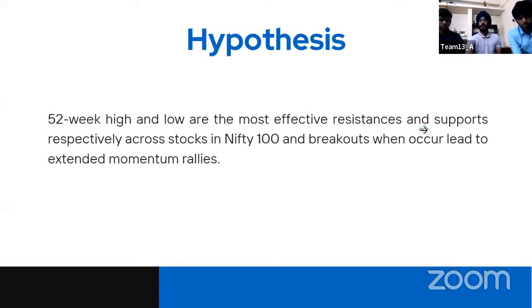So our hypothesis is that 52-week highs and lows are the most effective resistances and supports respectively across stocks in the Nifty 100, and breakouts when they occur do lead to extended momentum rallies.